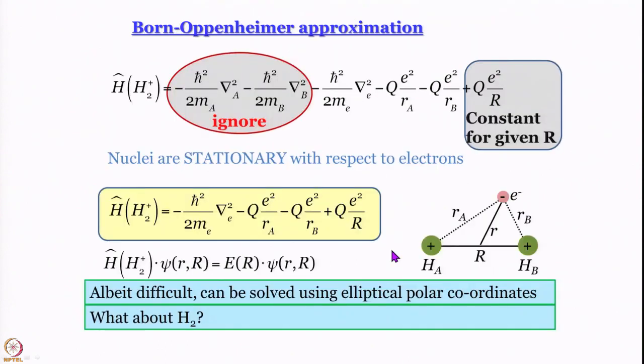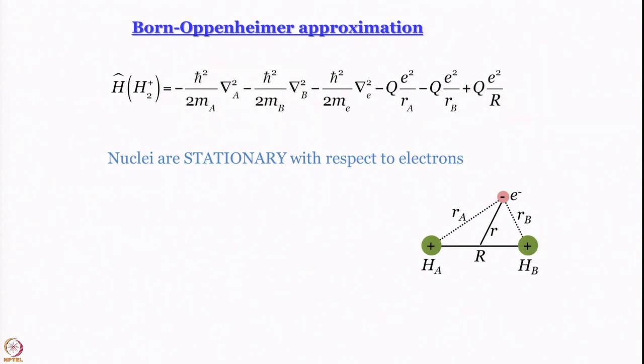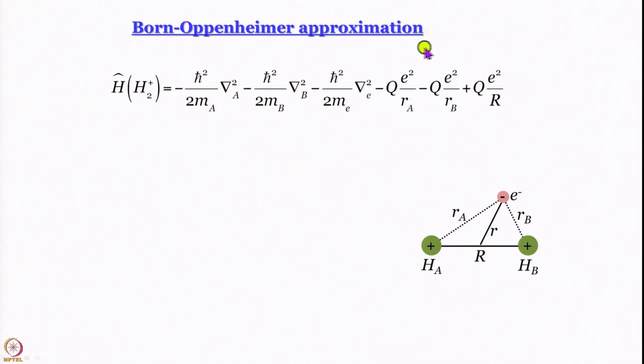Great. Now, of course, this is a very complicated situation, and we need some kind of an approximation before we can go ahead. Fortunately, we have in our hands something called the Born-Oppenheimer approximation, which essentially says that the total energy is a sum of all these energies. So, wave functions are all products and everything is separable. The consequence of the Born-Oppenheimer approximation that we will use here is this.